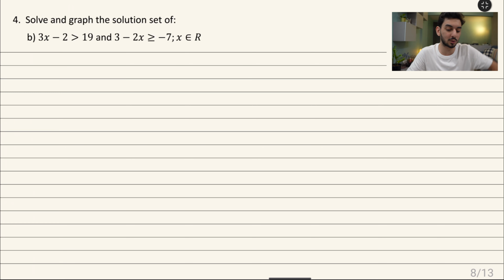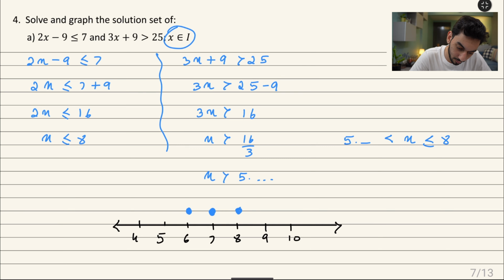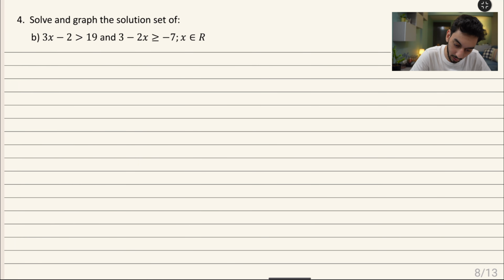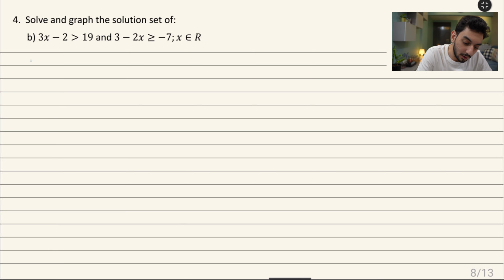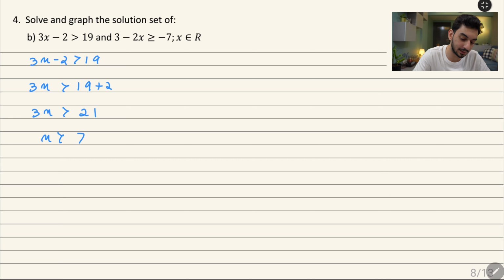Okay, let's move ahead to the next one. Same kind of question. Is it exactly the same one? I don't know. 3x plus 9, 25. No, it's a different one. Okay. So I have 3x minus 2 is greater than 19. The minus 2 goes to the other side. So it becomes 3x is greater than 19 plus 2. So 3x is greater than 21 and x is greater than 7.